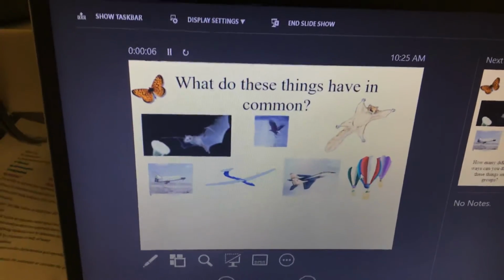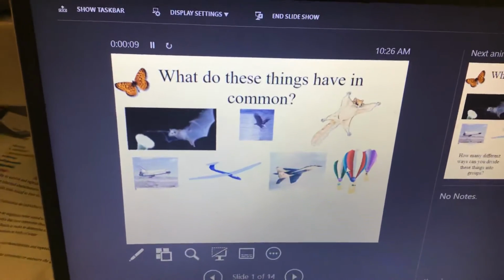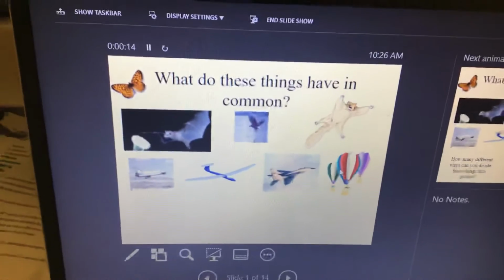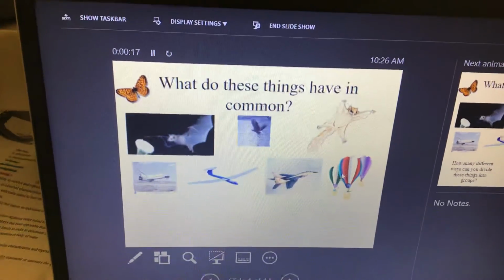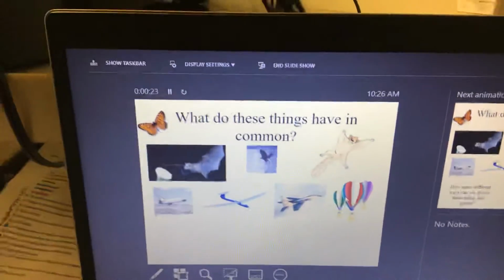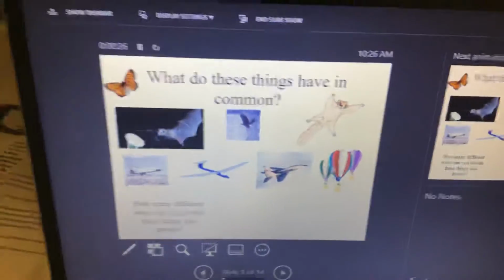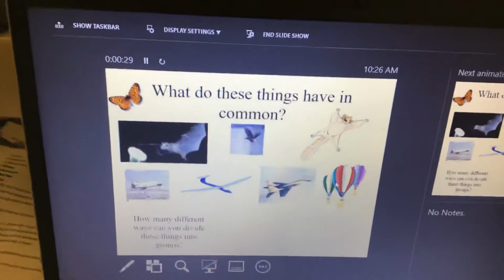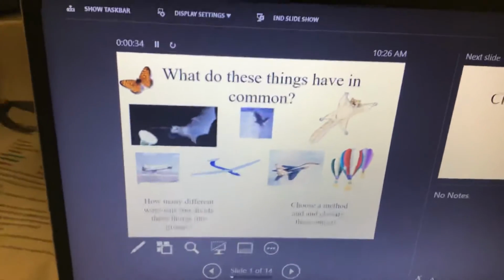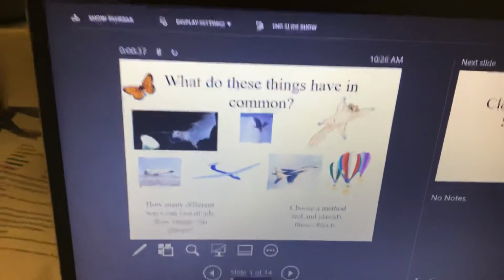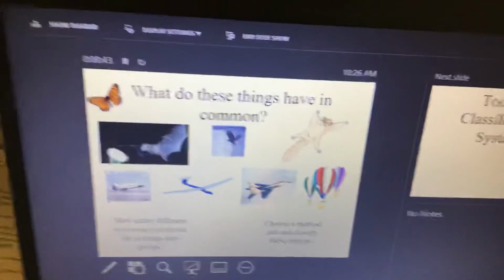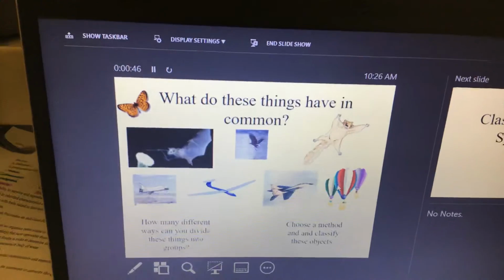All right, before we get started, got some clip art pictures here. Take a look. What do these things all have in common? If you take a minute and look, you probably realize that they fly in some way. Now if we wanted to break these things into different groups and classify them, we could do this a number of ways. The easiest way would probably be living things and non-living things. So we'd have some living things, we'd have some non-living things. That'd probably be the easiest way to do that.